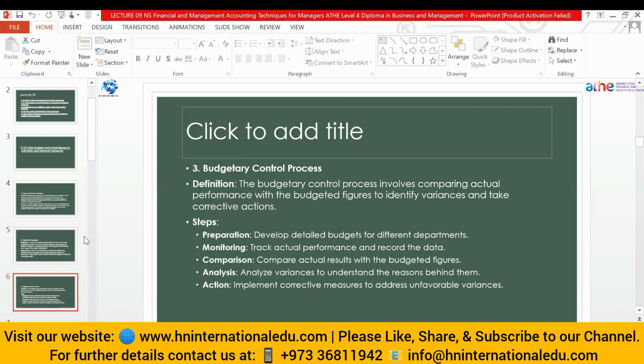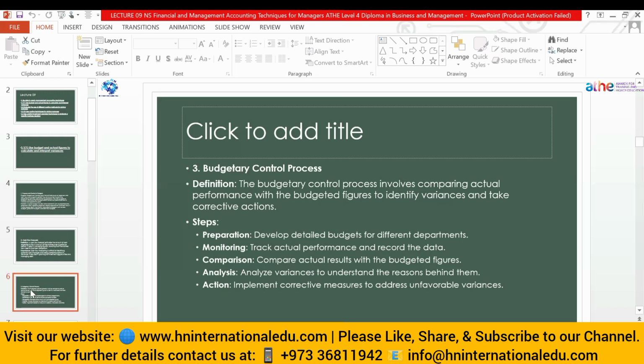Analysis, analyze the variances, that is the differences, understand the reasons behind them. That is why if there is a problem in the comparison, we see a huge difference in a number or any quality too, then we need to figure out in the analysis part what is the reason, the cause behind it, what actually triggered the cause which happened this way.